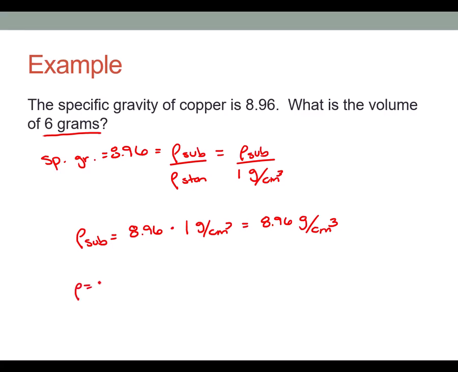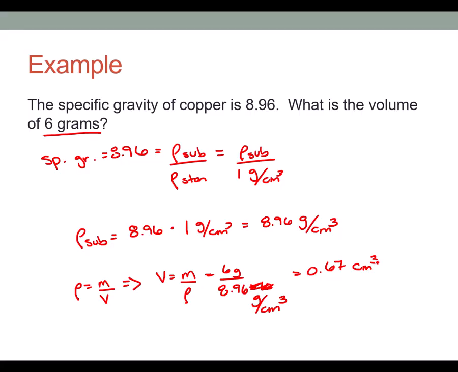I also know that density is mass divided by volume. Rearranging gives that volume is mass divided by density. My mass is 6 grams. My density is 8.96 grams per centimeter cubed. I got going with the times 10 to the third there, wrong units. So 6 divided by 8.96 is 0.67 centimeters cubed.